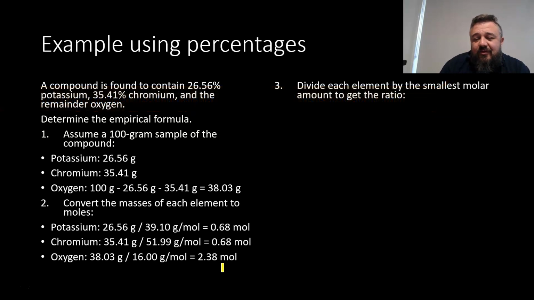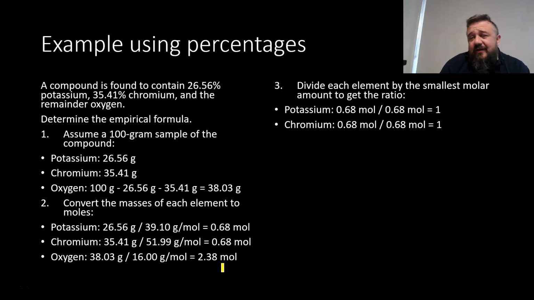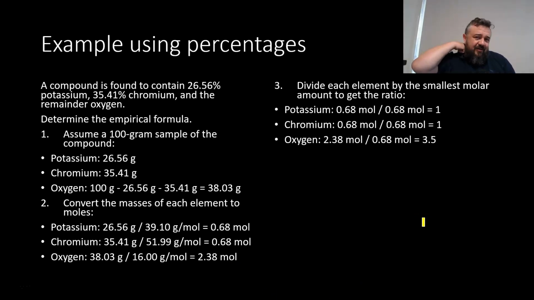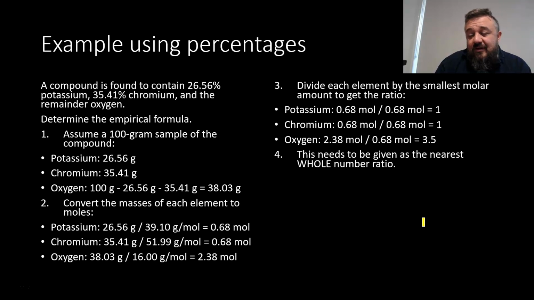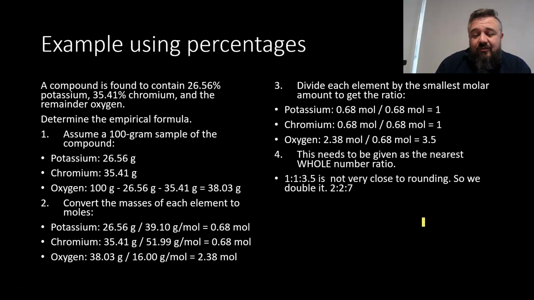So we divide each by the smallest ratio, which is the smallest molar amount to get the ratio, and that's 0.68 in this one. So 0.68 divided by 0.68 is 1. 0.68 divided by 0.68 is also 1. So we're like K, Cr, no subscripts yet. And then oxygen is 3.5. Now that's not actually that close to a whole number. So in this case, we're going to have to do something because it's got to be given as the nearest whole number ratio. So it's not very close.